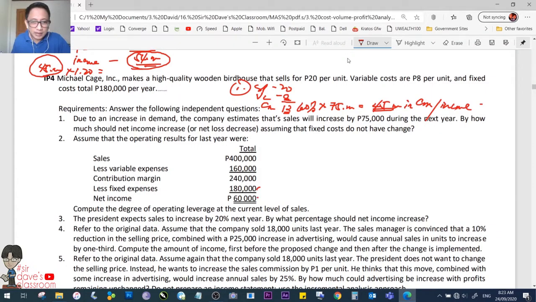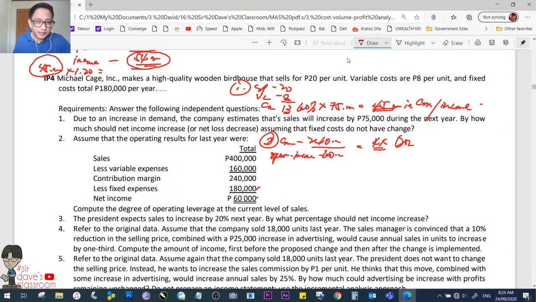2. Assume that operating results for last year were sales 400,000, less variable expenses 160,000, CM of 240,000, net income of 60,000. Compute the degree of operating leverage at the current level of sales. At this level, contribution margin is 240,000 divided by the operating income of 60,000. Your DOL is 4 times, the degree of operating leverage.